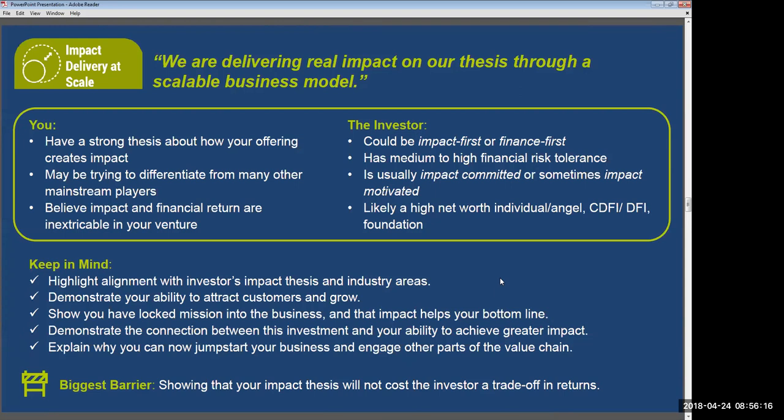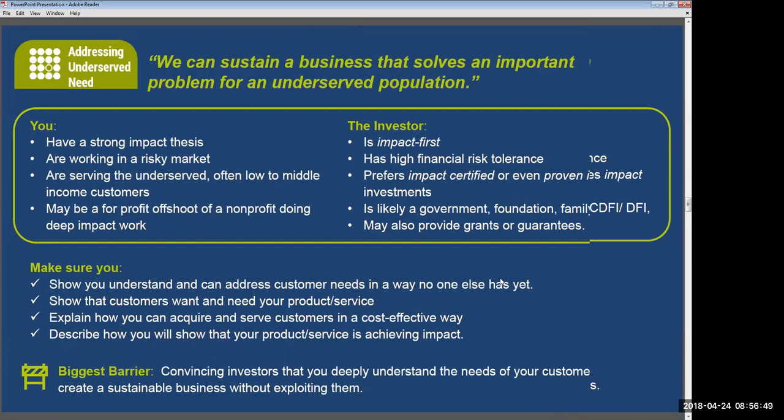And so the biggest barrier for this is showing that your impact thesis is not going to cause a trade-off as you grow, and that there is a connection between this investment and your ability to actually scale what might already be working. Even though people have this in their head, this is usually not the first capital that you're going to get. This may be the second or third capital, where someone's saying, I want to see that you have a unit model that works, and now I want to believe that my capital can help you scale it.